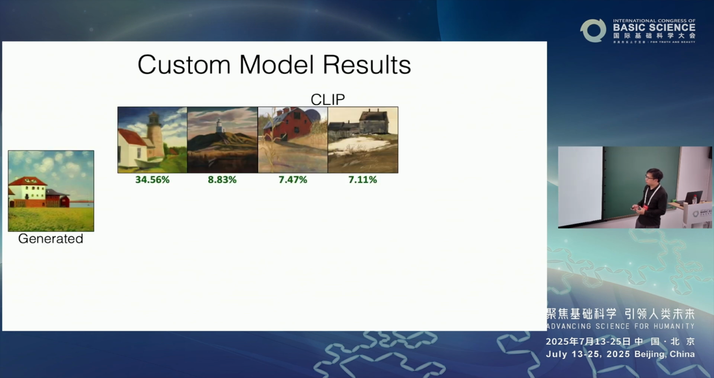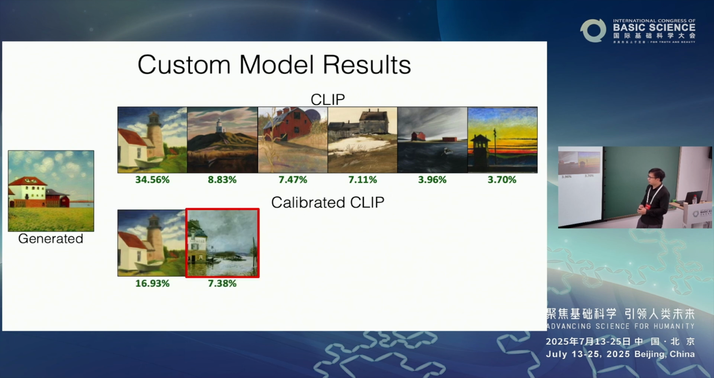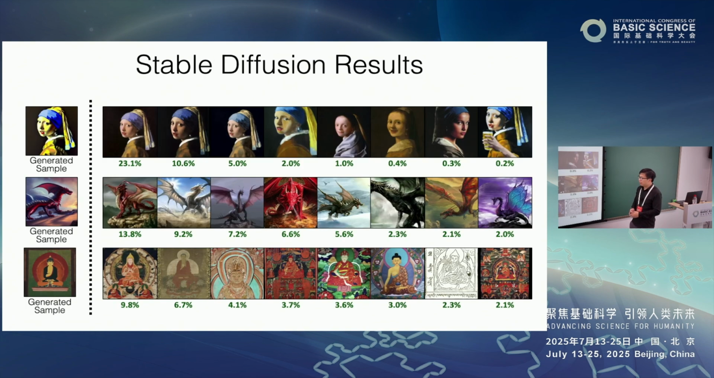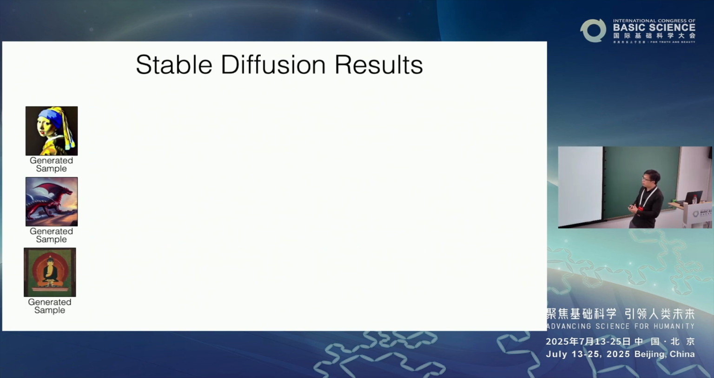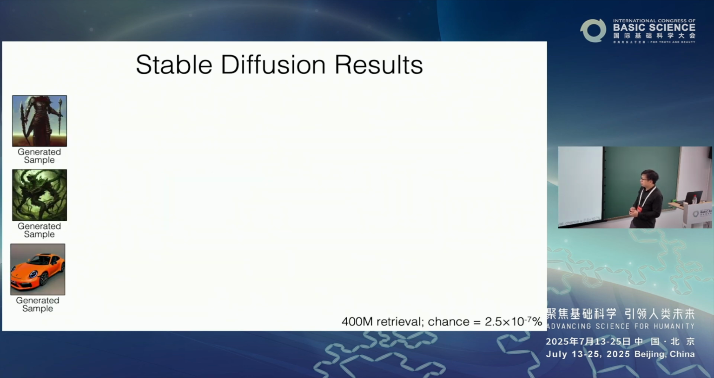Another example here uses another computer vision feature extractor, CLIP. After fine-tuning, the ground truth image appears in the top 5, whereas it did not appear in the top 6 in the first place. Okay, and here are more results on generic Stable Diffusion. Here are the test images, and here are our model's outputs. And here are more results.